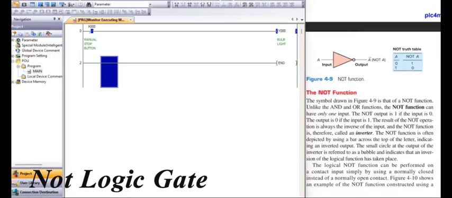For our NOT logic gate, we only have one input. If our input is 0 in this diagram, then our output is energized. If our input is 1, our output is not energized. Since NOT logic gate inverts the input, that's why it is called the inverter.